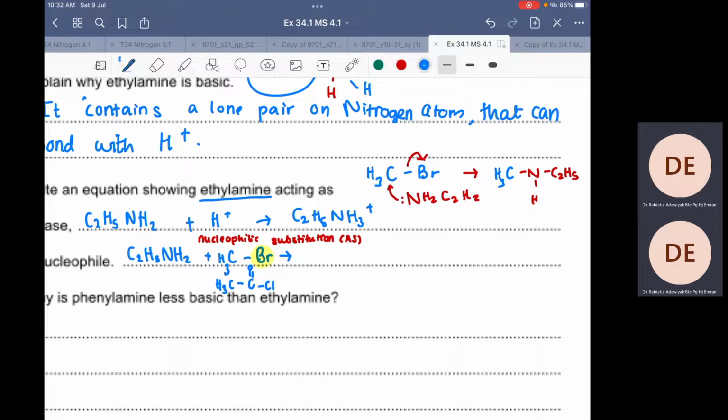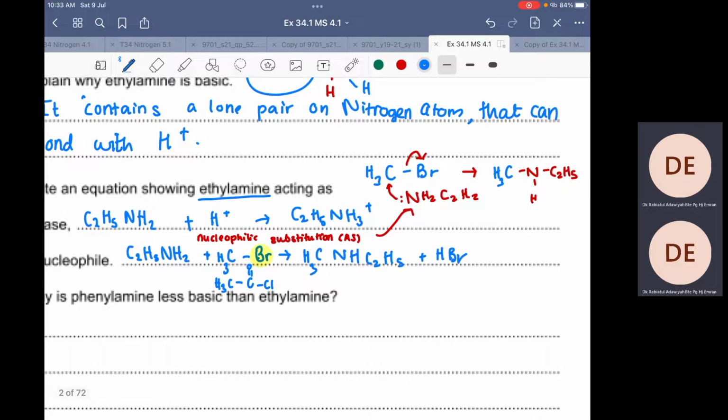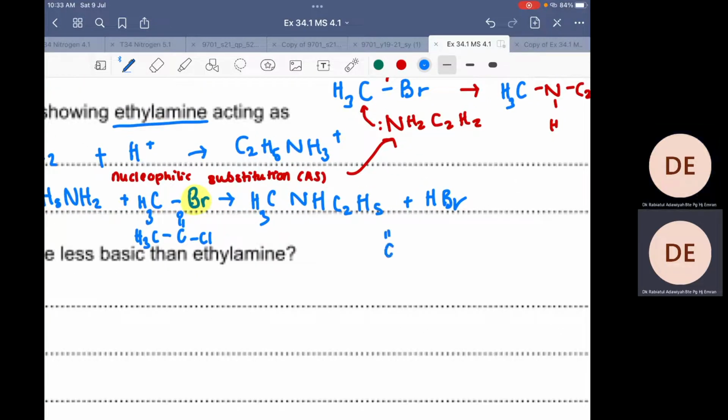Okay, so your product is now CH3NHC2H5. Okay, so this is the mechanism here for nucleophilic substitution in AS. The other product you need to balance the equation would be the hydrogen that you have lost from the amine and the bromine, which leaves as a bromide ion. So it's HBr. Another reaction is ethylamine reacting with an acyl chloride. Okay, so I'll show you. C double bond OCl. Same thing.